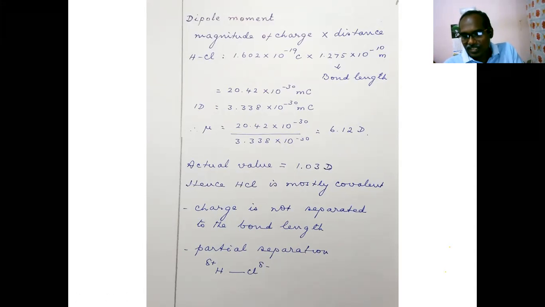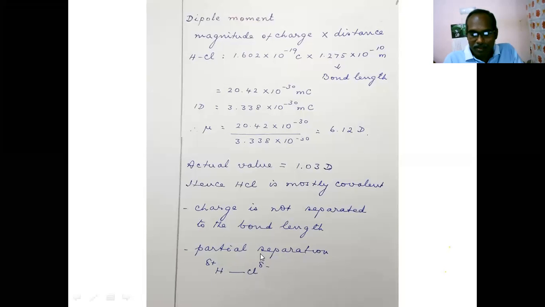So the charge is not completely separated to the distance of the bond length. Therefore, there is only a partial separation. The charge separation is totally partial. That is why we are not able to say that hydrogen is possessing a unit positive charge and chlorine is possessing a unit negative charge, whereas we can say that hydrogen is possessing a partial positive charge, delta plus, and chlorine is possessing a partial negative charge, delta minus. So this is how the dipole moment has arisen.